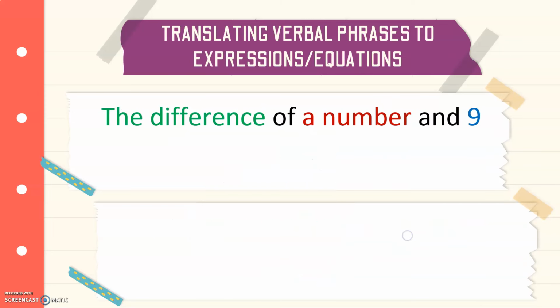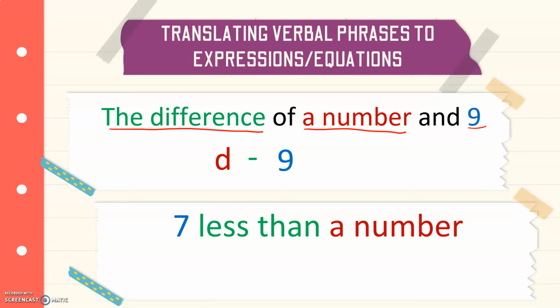Next, the difference of a number and 9. This time we are given the difference, and this means subtraction. What will we subtract? We will subtract a number and 9. Again, a number is not given. It's not a specific value, so we will use a variable to represent it. So we'll have d minus 9.